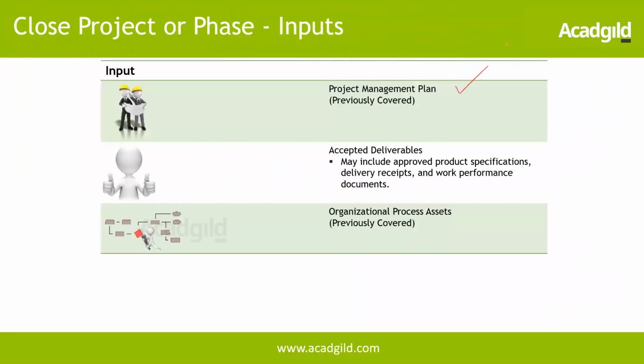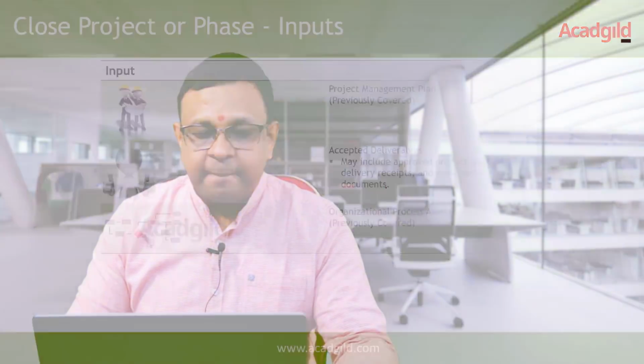Project management plan, accepted deliverables. So it may include approved product specification, delivery receipts and work performance documents that have been created during the course of the project. And accepted deliverables is where the customer has validated the scope and has provided signed off. Then organization process assets.